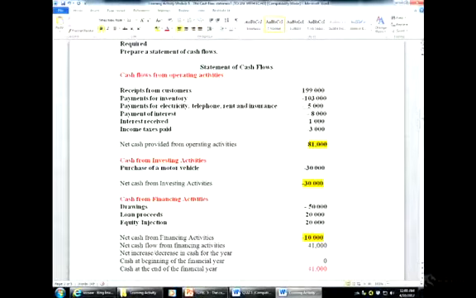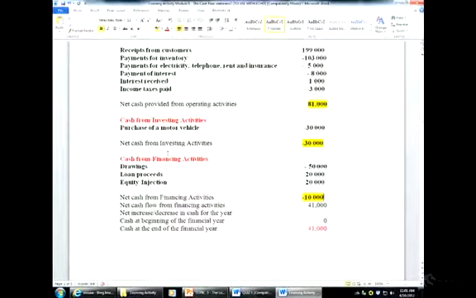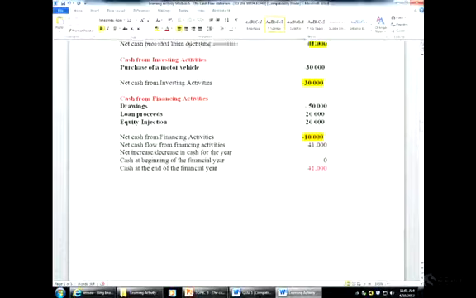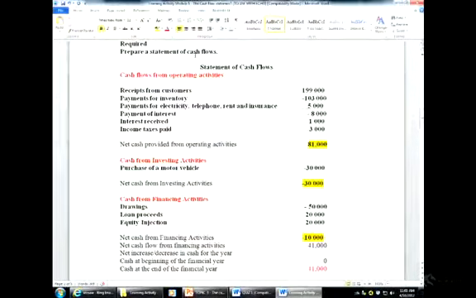So that's the cash flow statement. Operating, investing, financing activities. Operating, inflows and outflows recurring in nature, short term. Investing activities, inflows and outflows but non-recurring in nature, long term. Financing activities, again cash inflows and outflows, again non-recurring in nature, long term. So that's your entire answer for your statement of cash flows.